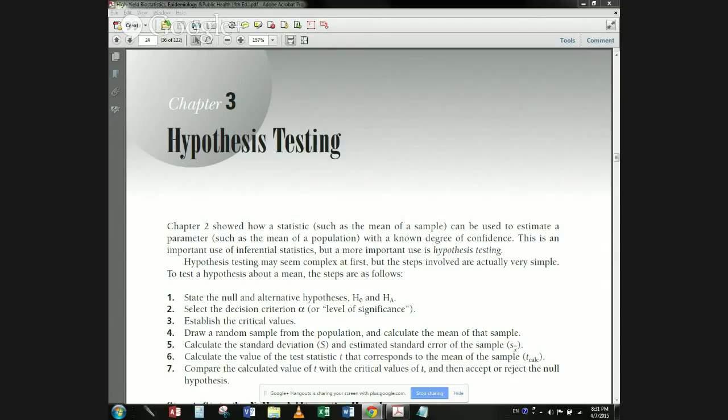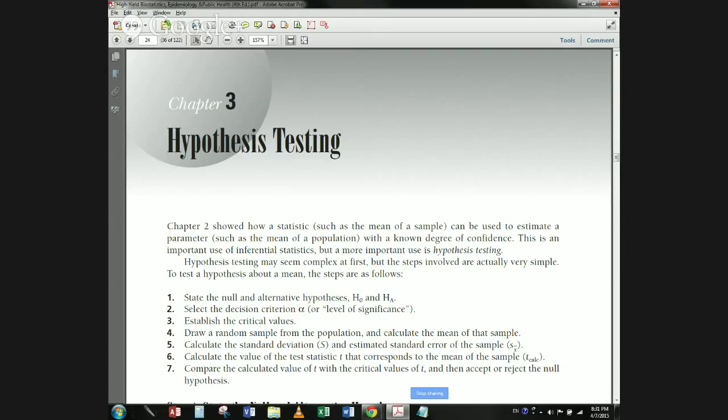Chapter 3 Hypothesis Testing. Chapter 2 showed how a statistic such as the mean of a sample can be used to estimate a parameter, such as the mean of a population, with a known degree of confidence. This is an important use of inferential statistics, but a more important use is hypothesis testing.